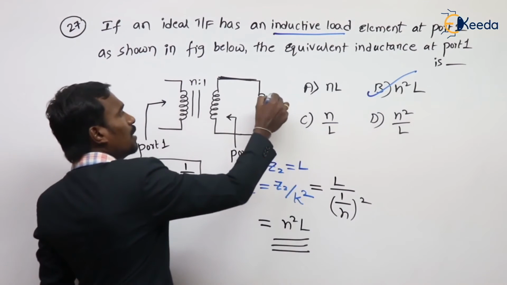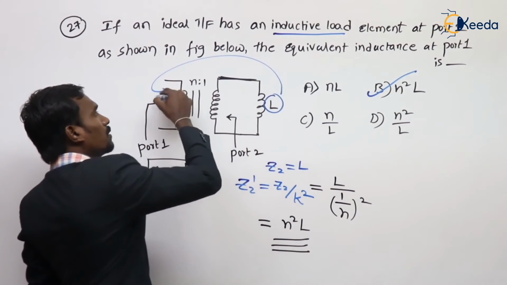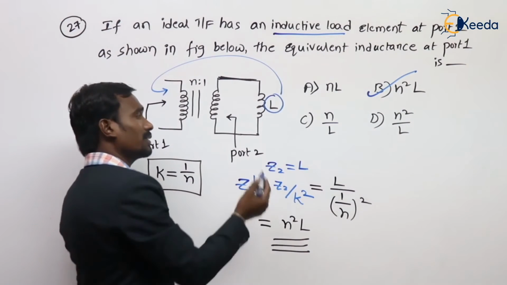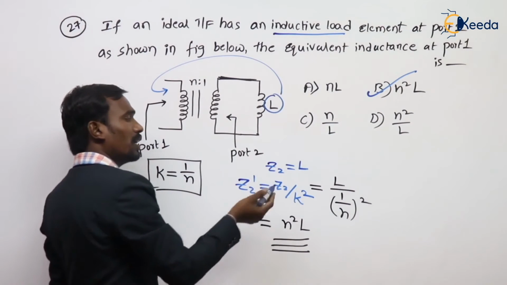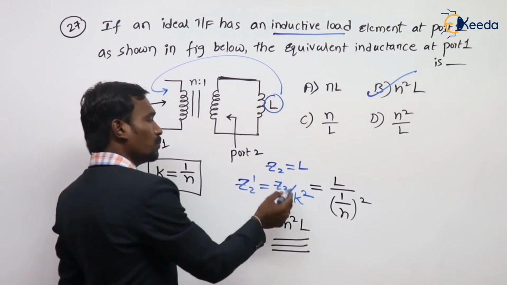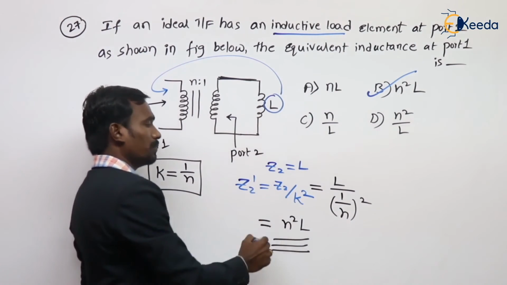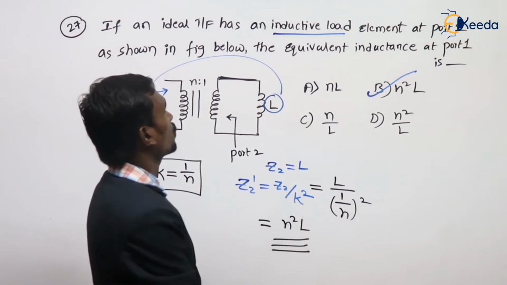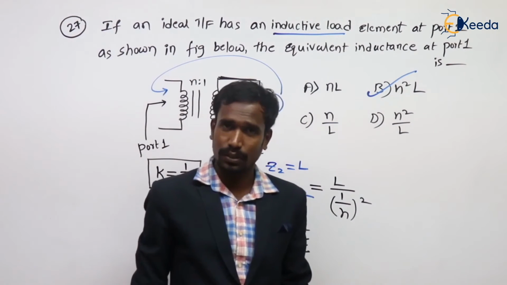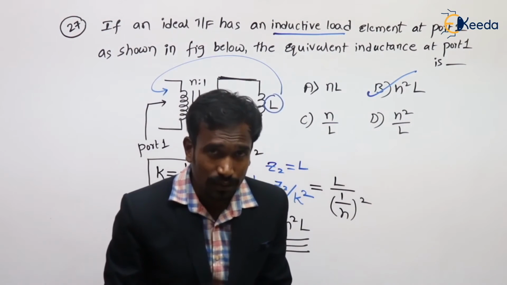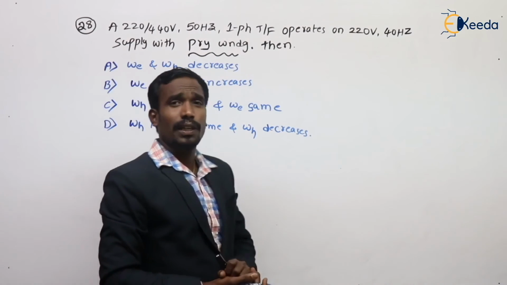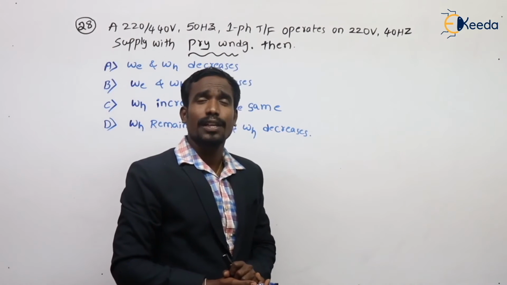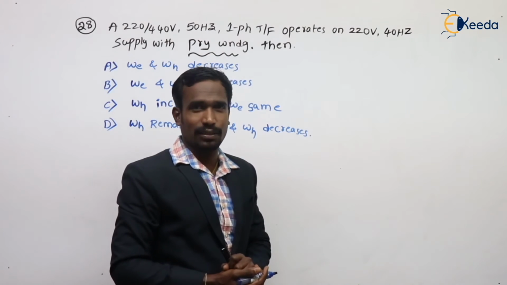Actually here, L when it comes from port 1, if it is Z2 you want Z2 dash, Z2 by K square, where K is equal to 1 by N, then you can get N square into L. This is simply a question on equivalent circuit. Okay? Understood? In this video, a problem on hysteresis and eddy current losses.